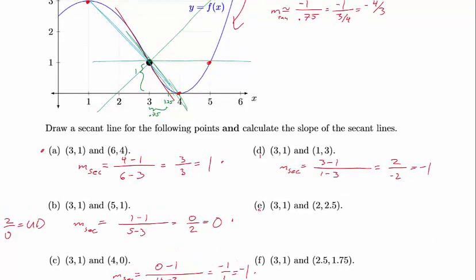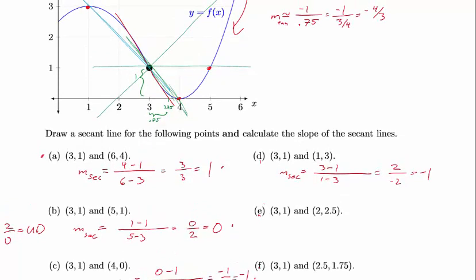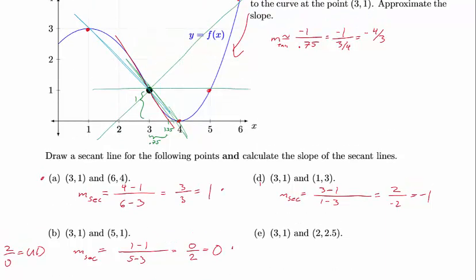And so let's go on to the next point at E. We are at 2 and 2.5 as our point. So 2 and 2.5, that's going to be right there. And then let's go ahead and draw our secant line, which will be from here to there. So it's already looking pretty good so far. So go ahead and calculate that slope.